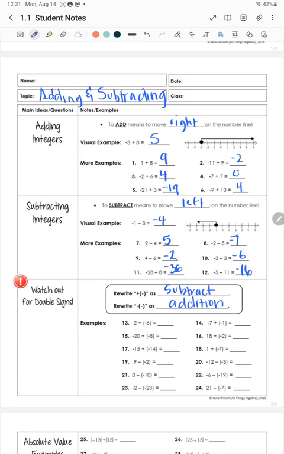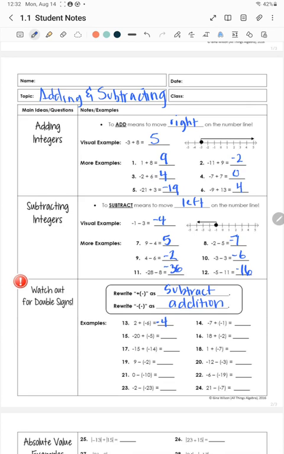Here are some examples that we can practice. Remember, if we see a plus negative, then we actually subtract. So 6 take away 2 would be 4. And the 6 is a larger number, so we keep the sign of the larger number, -4.